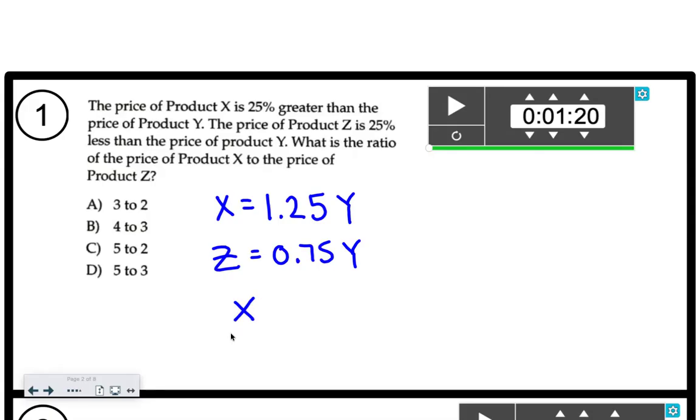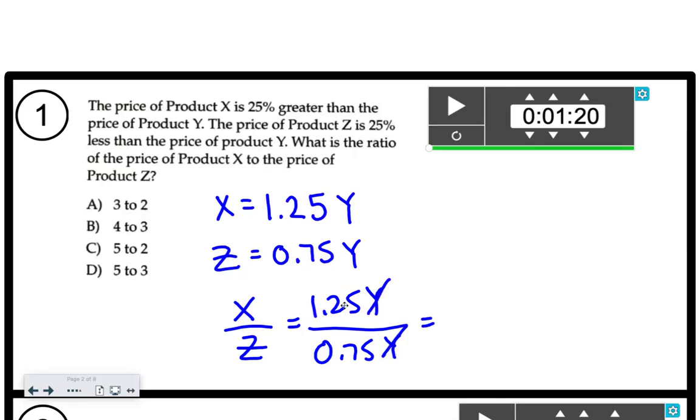So the ratio of X to Z, I'll just replace with 1.25Y over 0.75Y. Cancel the Y's, and then I just need to convert this to a fraction. You could just multiply by 4, or if you don't see that, just throw it in Desmos or a TI-84 and convert it to a fraction, and you will get 5 to 3, which is D.